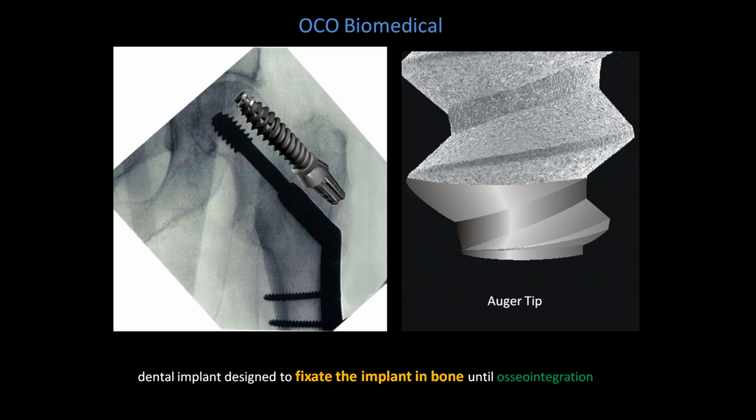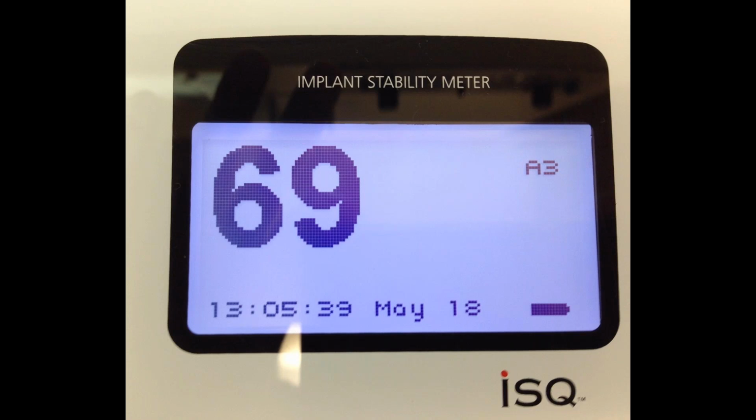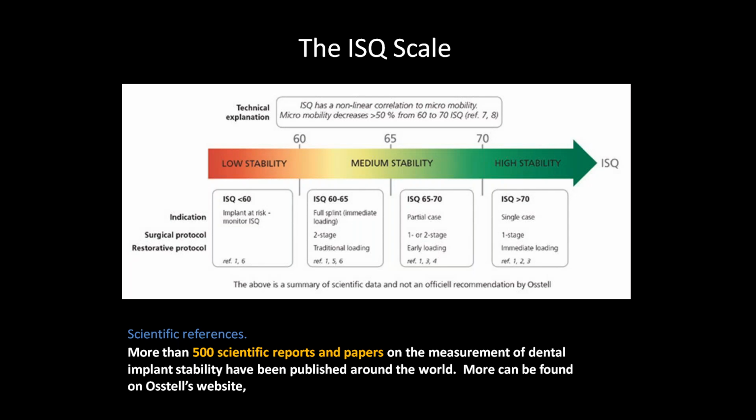So we have in fact found the same design is utilized with the Engage and the whole Oko Biomedical line to be able to facilitate load and having the patient walk out with fixed temporaries. Here we can identify that utilizing our Osstell, on the day of placement we had a reading of 69 on the ISQ. And when we look at the ISQ scale, we can clearly see that you can in fact do early loading.